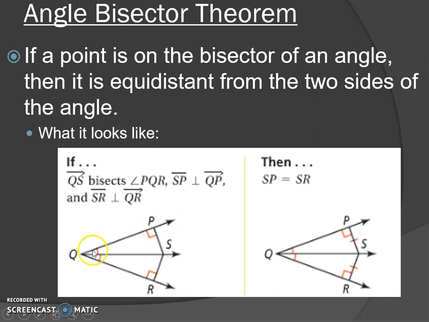So if you have a diagram like this, if QS is bisecting this angle, that means this small angle is cut in exactly half. Same measurement. Okay? And if this line is perpendicular to this, and this line is perpendicular to that, I'm going to give you that, then you can conclude that the measurement of this and this is the same. Let's say if this is 5 centimeters, then this is 5 centimeters. So that's called the angle bisector theorem.